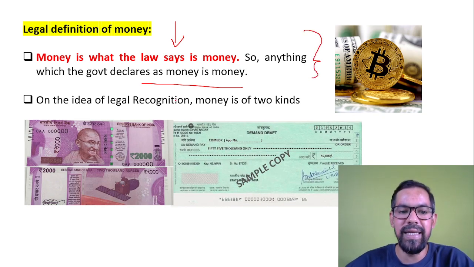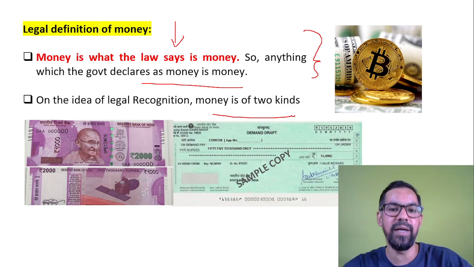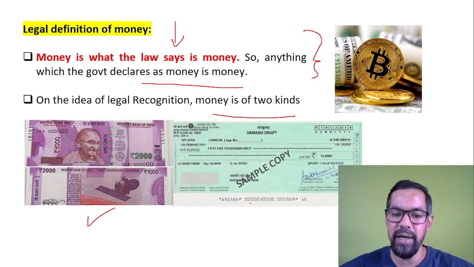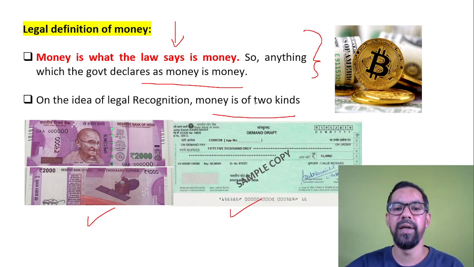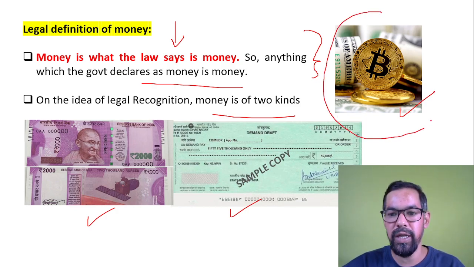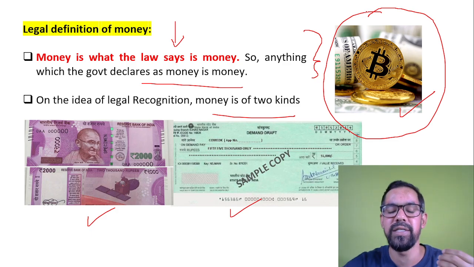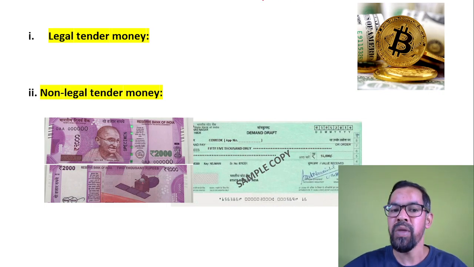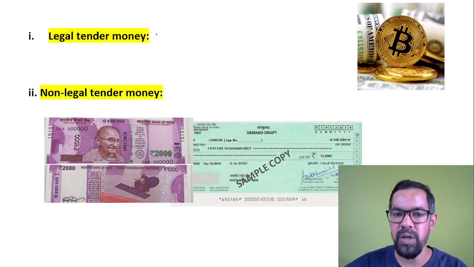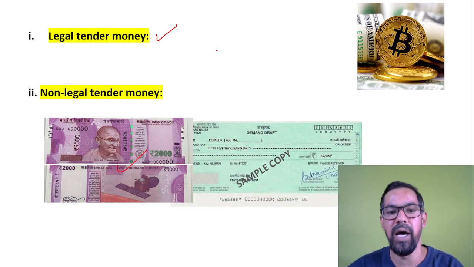On the idea of legal recognition, there are two different types: legal tender and non-legal tender. The legal tenders are generally accepted and have legal provisions. If you talk about cryptocurrencies, in India cryptocurrency is illegal, so it is not generally accepted and is part of non-legal tender. Legal tender of money includes the 10 rupee note, the 50 rupee note, or the 2000 rupee note, which are approved by the Government of India and RBI.